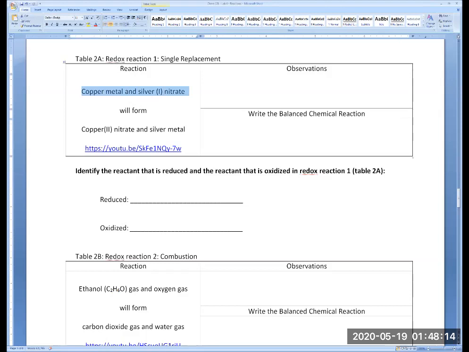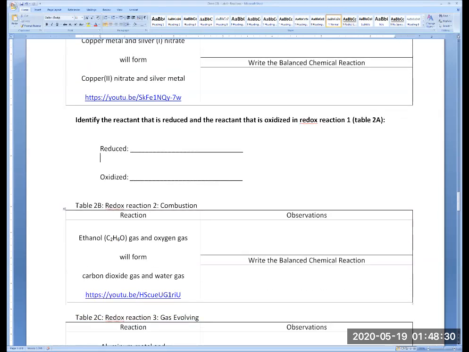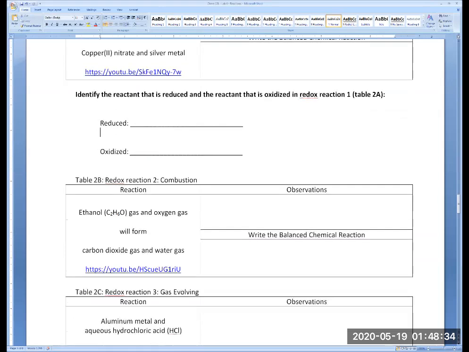Or just silver, right? Silver 1 here, silver plus. And so once you find one, then the other will be automatically the other reactant, right? So answer that question. Don't forget to balance your equation and put all the physical states.